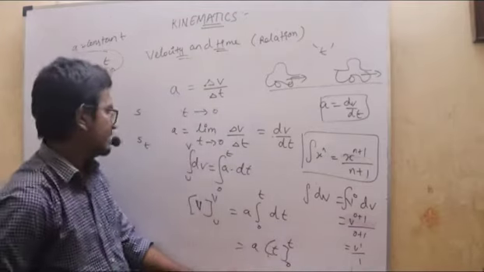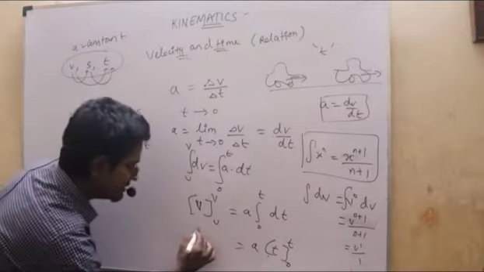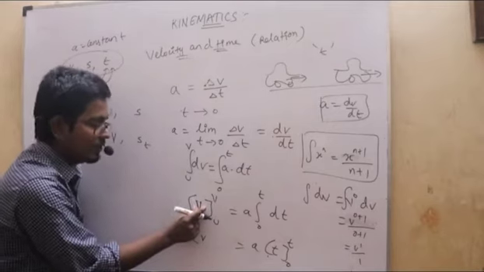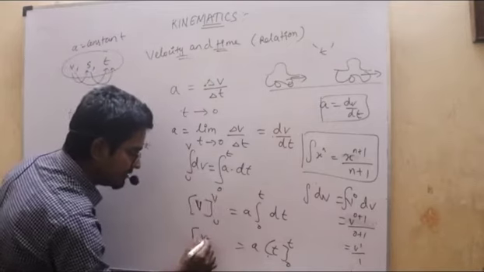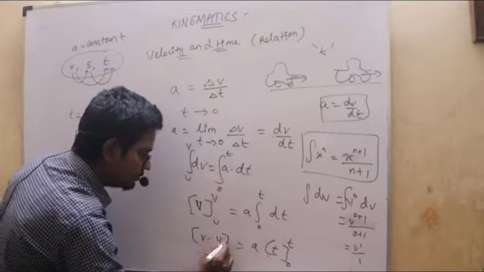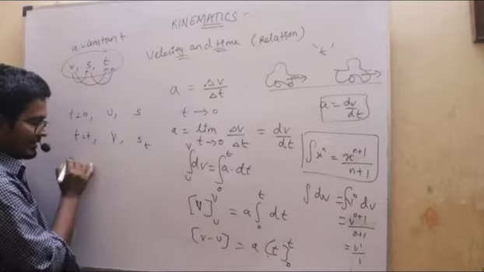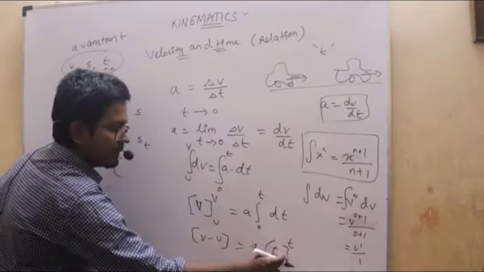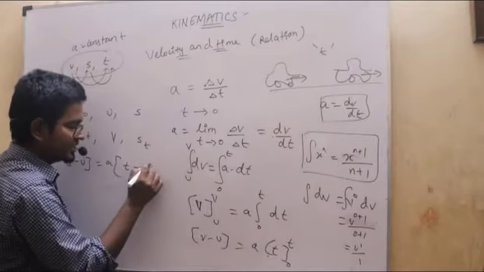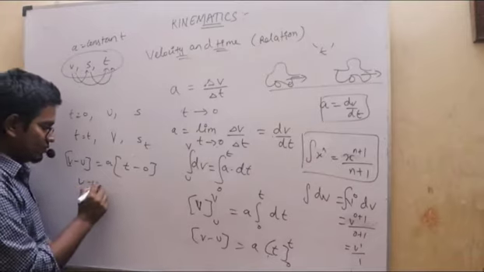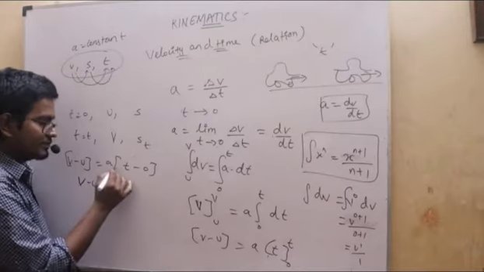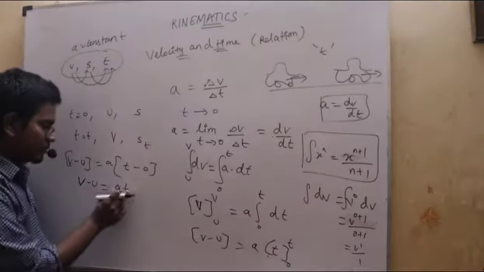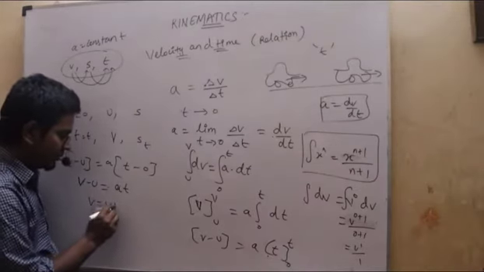Right? You can see here, I am writing now, it is the v. See here, it is upper limit minus lower limit. What is upper limit? Here upper limit is v minus lower limit is u. So v minus u. I'm writing here v minus u is equal to a times upper limit minus lower limit, t minus 0. So v minus u is equal to a into t. So v is equal to u plus at.